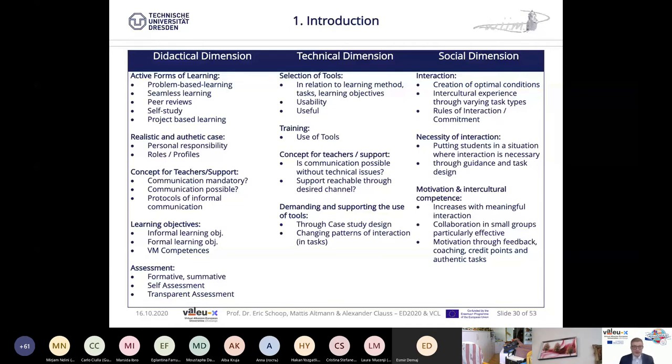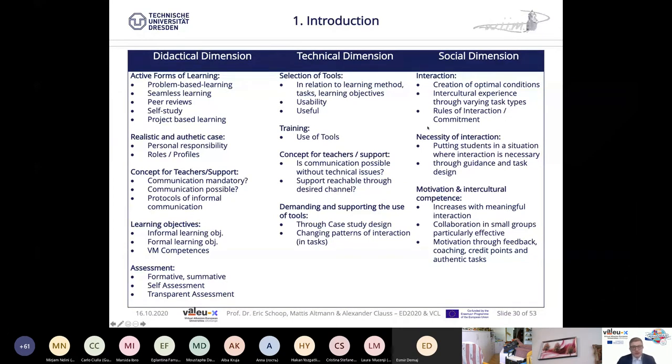So then the necessity of interaction. So putting students in a situation where interaction is necessary through a task design, through guidance. Yeah, you can just write the task, write down 5 aspects of business administration, or you can put them in a situation where interaction is necessary. You could also say: discuss within your group on the learning platform the 5 points of business administration, then create a PowerPoint, load it up to the learning platform and present it in a video chat session. This could be an example.